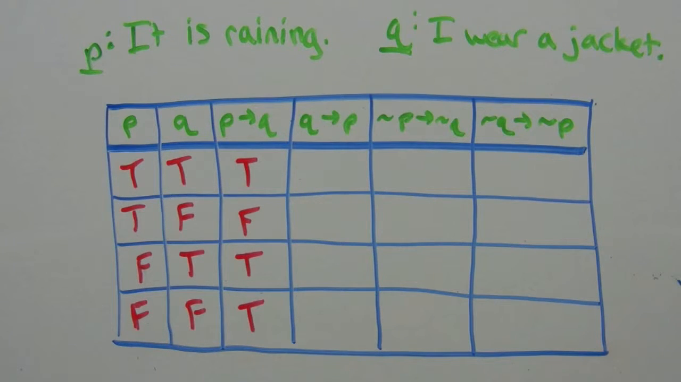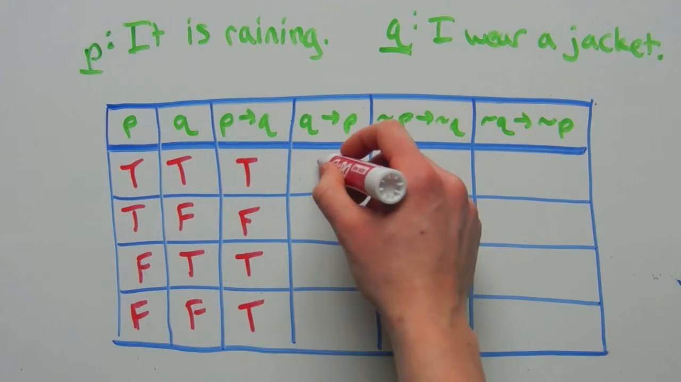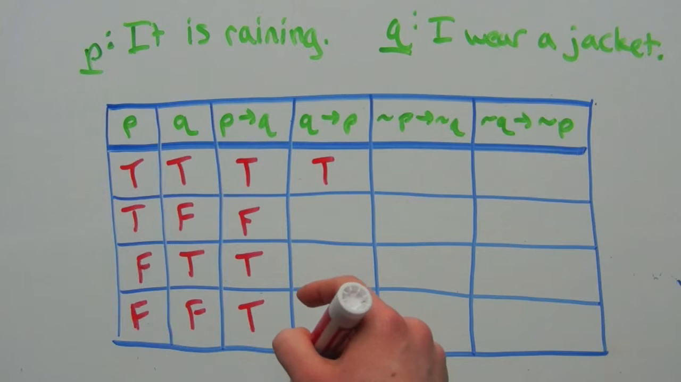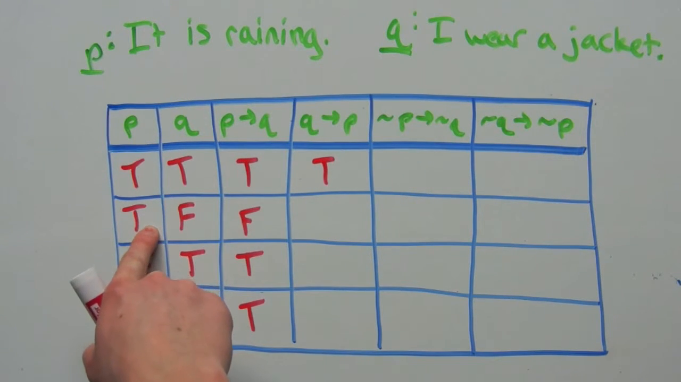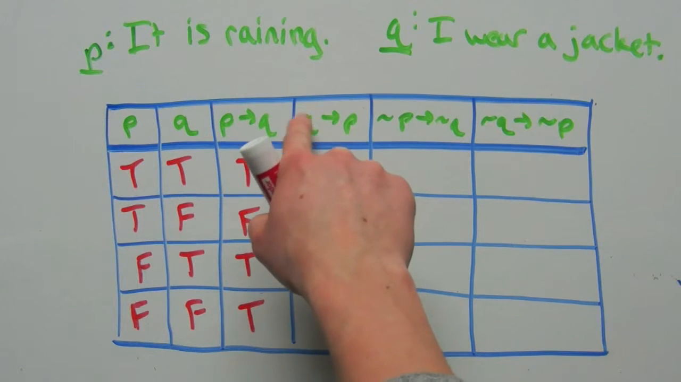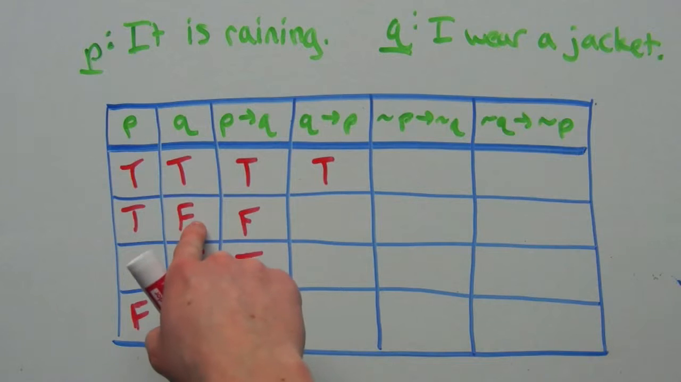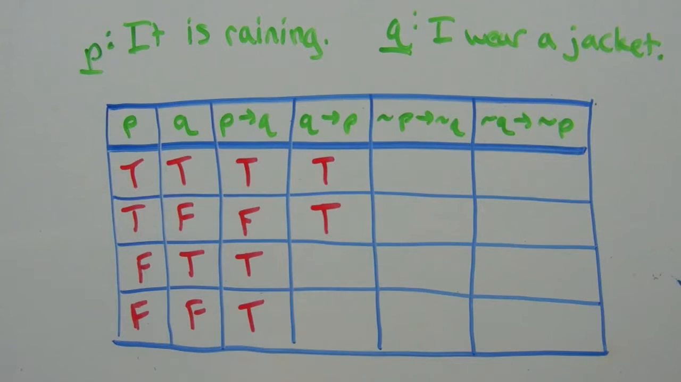So now, let's look at the converse. If both are true, true implying true is true. False implying true, remember, Q, our conclusion, is taking the place of our hypothesis. So false implying true is still acceptable.